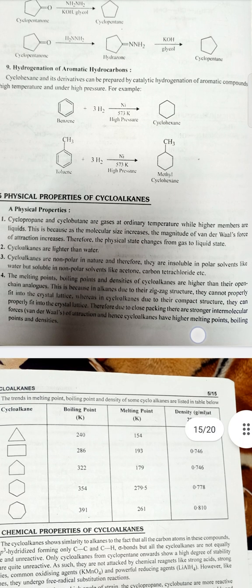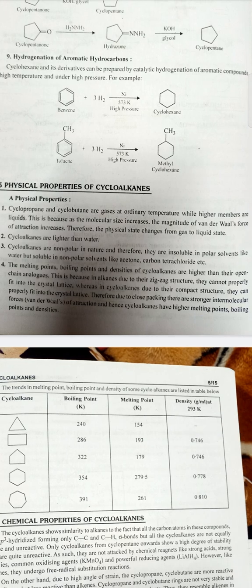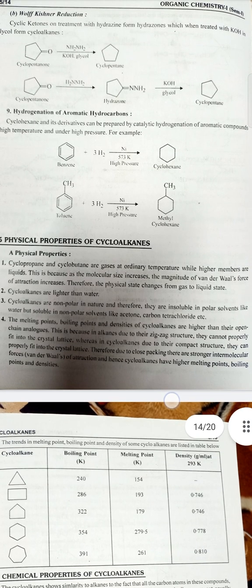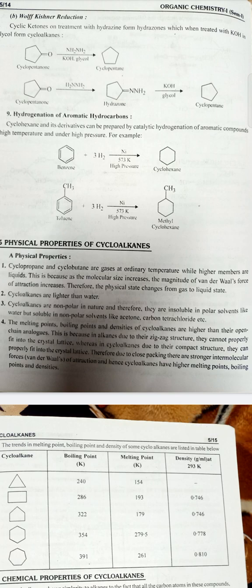The melting points, boiling points and densities of cycloalkanes are higher than their open chain analogues. This is because alkanes, due to their zigzag structure, can't properly fit into the crystal lattice, whereas cycloalkanes, due to their compact structure, can properly fit into the crystal lattice. Therefore, due to close packing, there are stronger intermolecular forces of attraction and hence cycloalkanes have higher melting points, boiling points or densities.